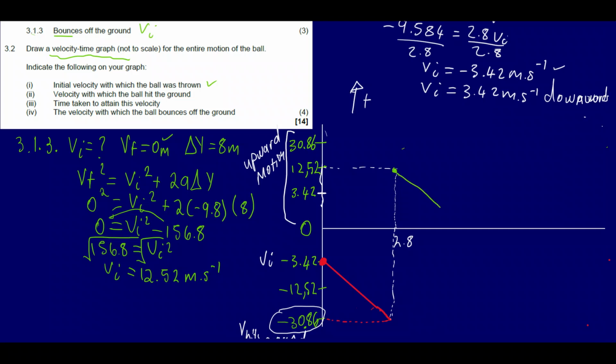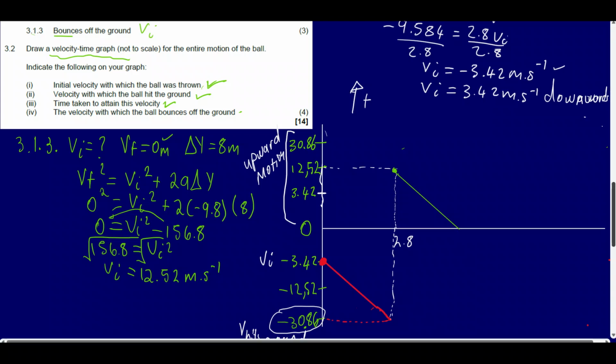So the decrease now will be accounted for by a line that is just going to be a decreasing line, right, until some time there, right? So what is this time here? This is the time it reaches the maximum height, right? So I think we've shown the initial velocity on the checklist or on the instructions, right? So the velocity with which the ball hits, I think I did indicate that. The time taken to attain this velocity, meaning the time taken to hit, we saw that. And now the velocity with which the ball bounces off the ground, until it reaches the maximum height.